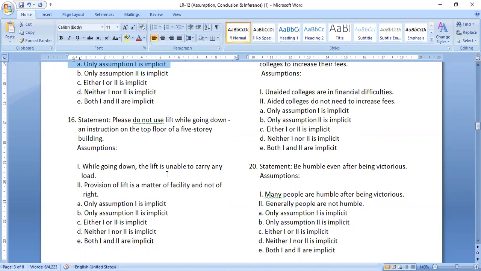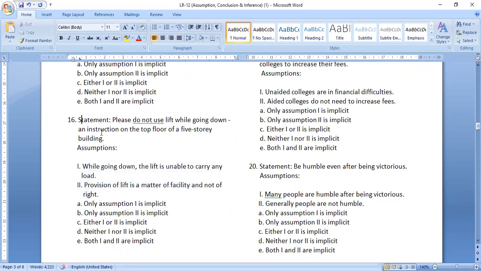Is it only assumption 2, or is it both? See, definitely assumption 1 is wrong, because they say while going down, the lift is unable to carry any load. If it can't carry load while going down, then there's no reason to assume that it can carry load while going up. So then there's no point of having a lift there, right? So you might as well do without the lift. But the fact that you got a lift there, so it's a request to probably save energy or something like that, right? So provision of lift is a matter of facility to make it easier for you and not of right.